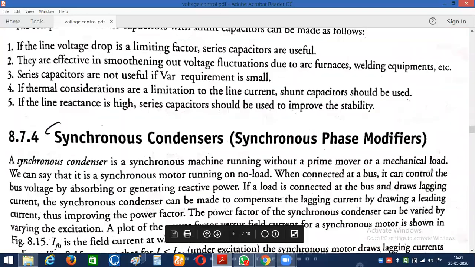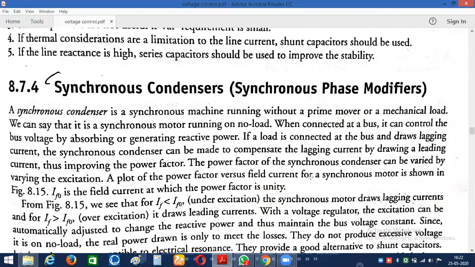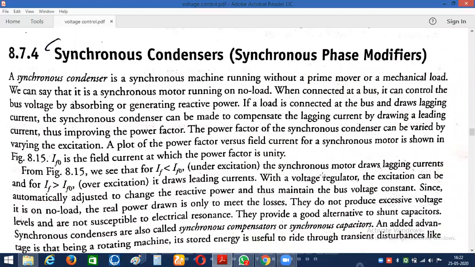Right. The next method is a synchronous condenser. As we already know, the synchronous condenser, or synchronous phase modifier, is usually an overexcited synchronous generator. A synchronous condenser is nothing but a synchronous machine running without a prime mover, or without a mechanical load. We can also say that a synchronous motor running under no-load condition is said to be a synchronous condenser.